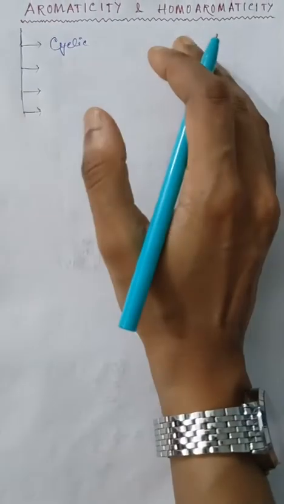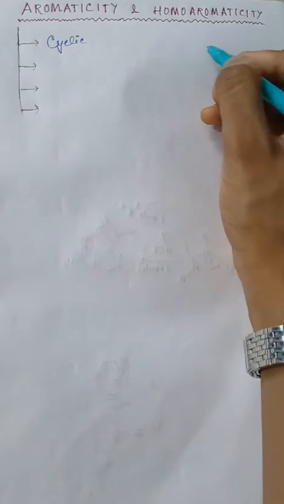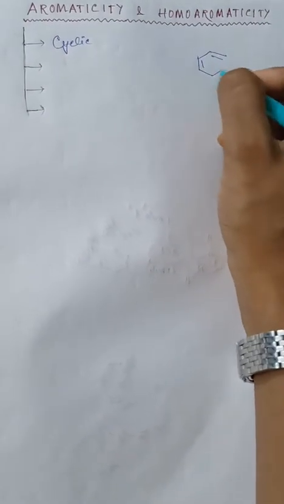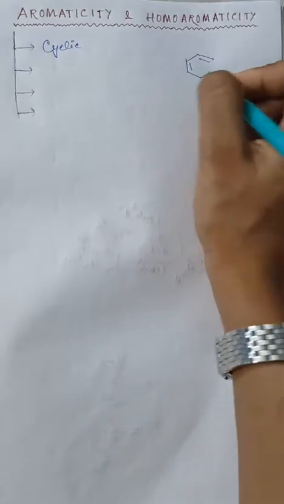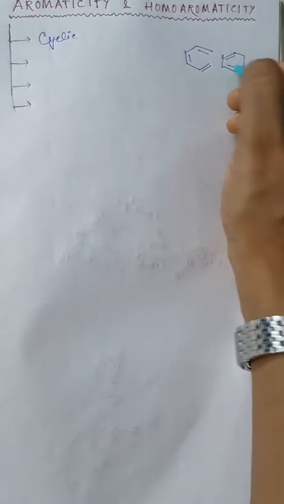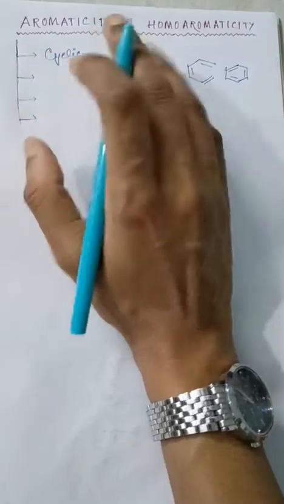I hope you all know what is cyclic and what is open chain, right? For example, this is open chain, right? You start from here and you end here. It's not cyclic, but this is cyclic, right? So the first condition is cyclic.